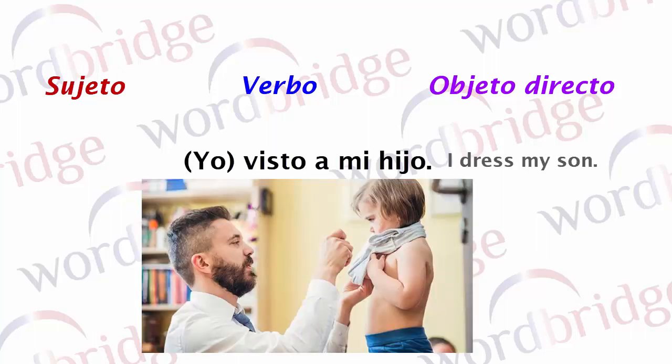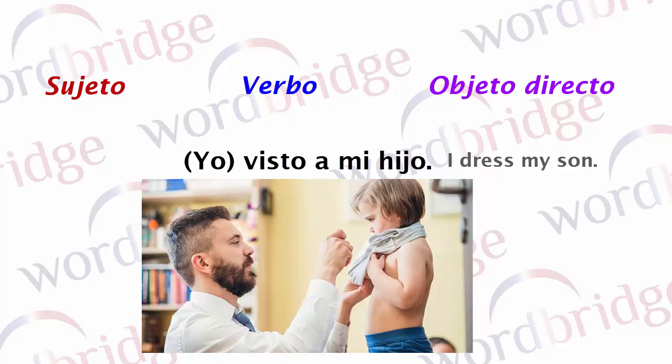Yo visto a mi hijo. I put yo in parentheses because sometimes it's unnecessary to put the pronoun explicitly. If you don't know why this happens in Spanish, I recommend you to watch our video about personal pronouns. I'll leave the link to that video in the description box. So we have the sentence yo visto a mi hijo or visto a mi hijo.